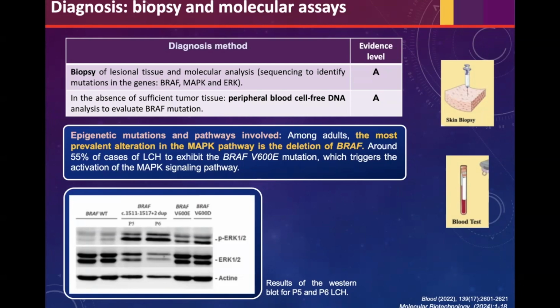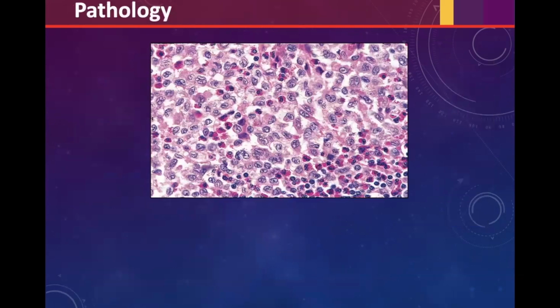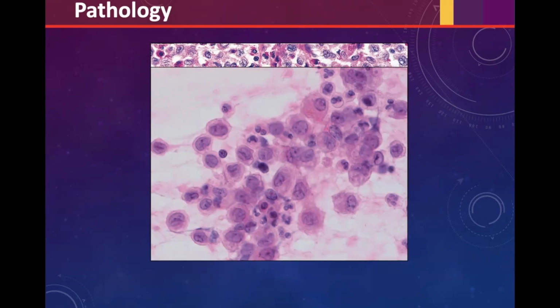In the absence of enough tissue, peripheral blood cell-free DNA analysis to evaluate the BRAF mutation, which is the main mutation derived by the MAPK pathway, is evidence level A. In the pathology, we can see a granulomatous histologic lesion containing histiocytes, eosinophils, lymphocytes, neutrophils, giant cells, and plasma cells. You can see necrosis, xanthomatous changes, and fibrosis may occur.